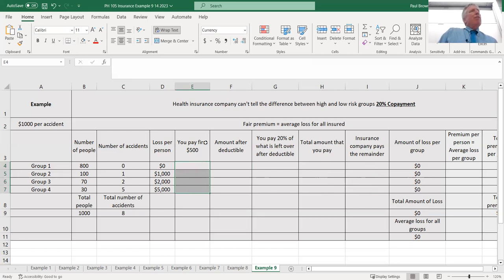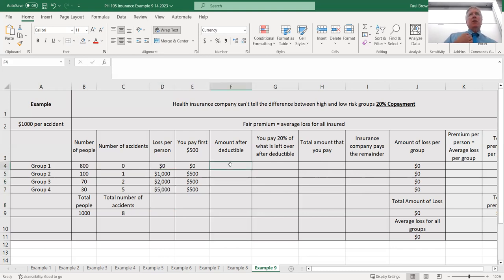And that there's a $500 deductible and a 20% copayment. Well, first thing you do is take out how much the individual is going to pay. They're going to pay $500 just off the bat. So these people here in group one, how much will they pay? Zero, because they have no losses. These people, how much will they pay? 500. These people, group three, 500, because it's a $500 deductible. So for further losses, they all pay the initial 500.